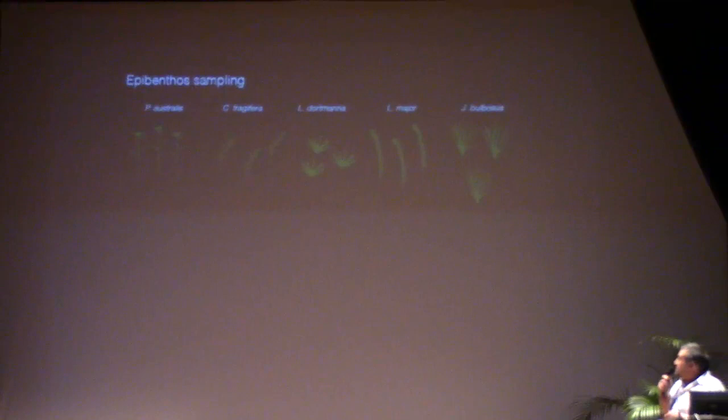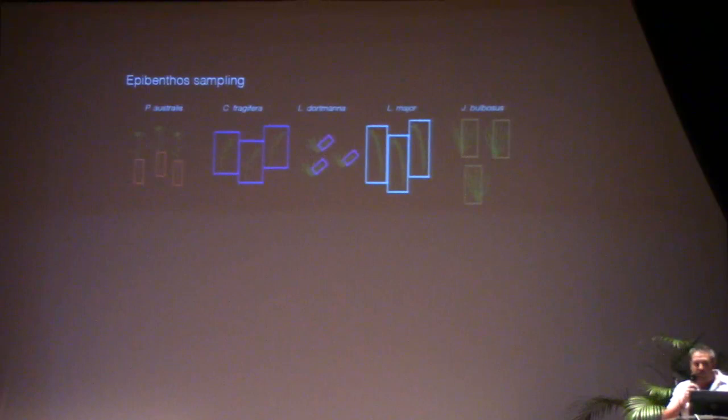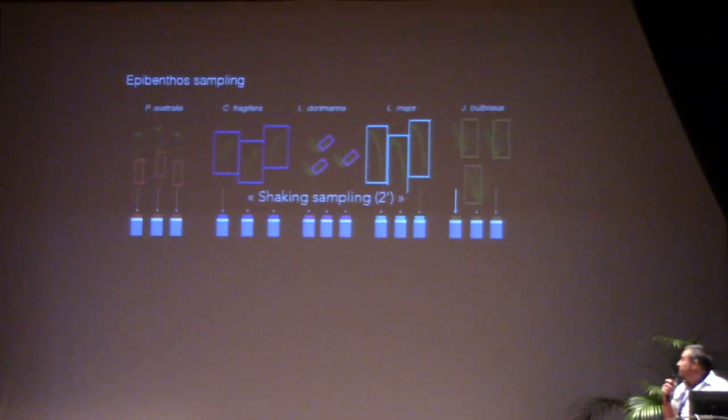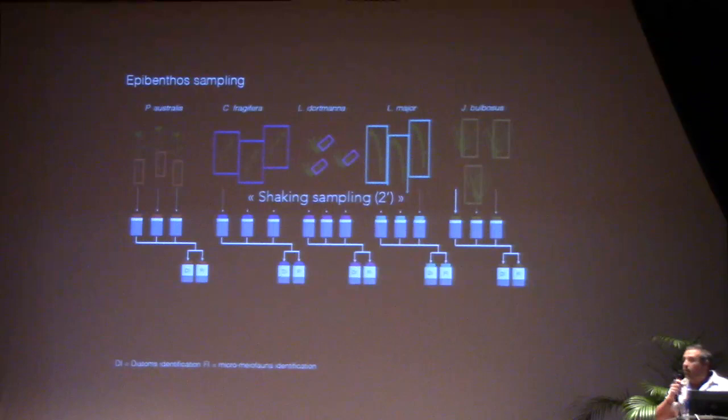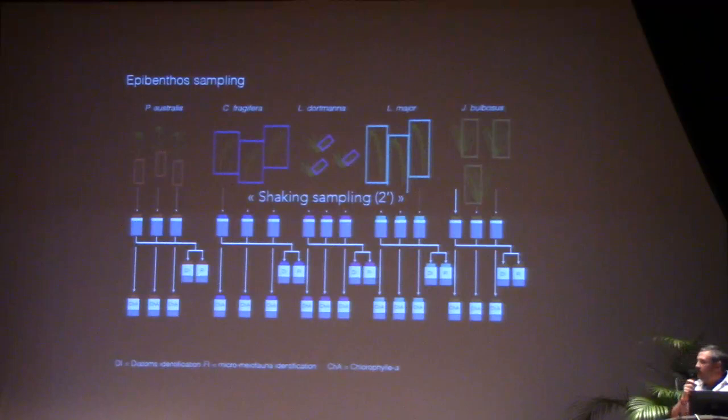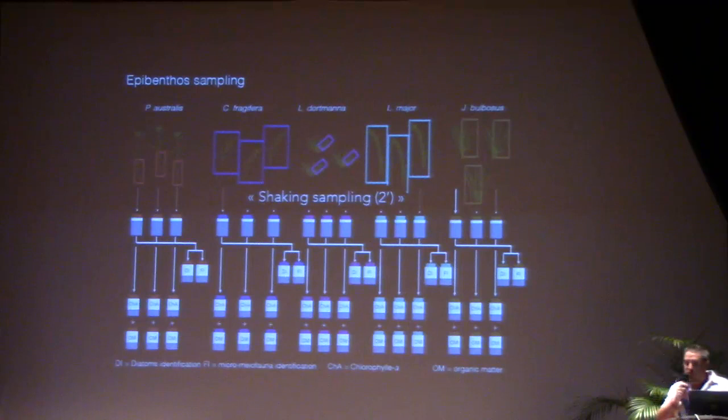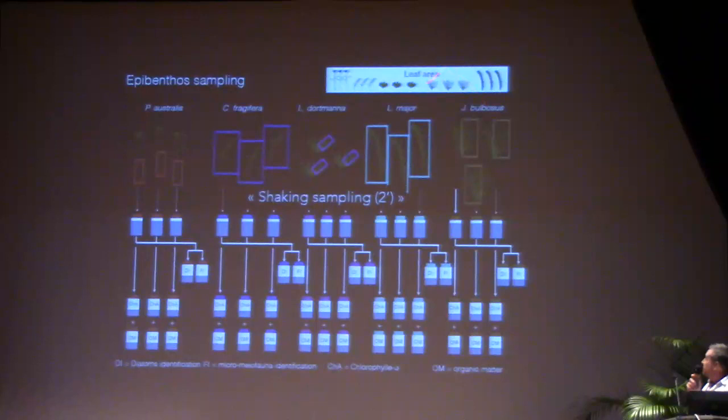On each of these species, we sampled 3 individuals, on different parts of the individual depending on the macrophyte species. And we put this sample in water for all of them. And then we shook this water sample in order to detach the diatom communities. Then we used an integrated sample for diatom identification and micro-meiofauna identification, and all the other samples for chlorophyll A measures, as well as organic matter measures, in order to compute a ratio between heterotrophic and autotrophic organisms. We also measured the surface area that we sampled on each macrophyte species.